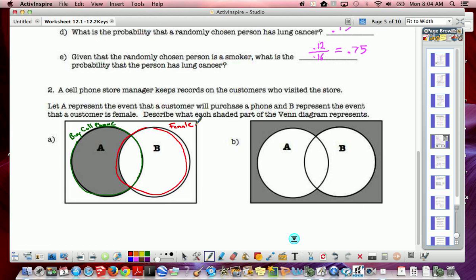So if I look at this, I'm only looking at the people that are buying a cell phone but not the females. So this must also include the males. So this area are the people, or I should say, not people, males who buy a cell phone.